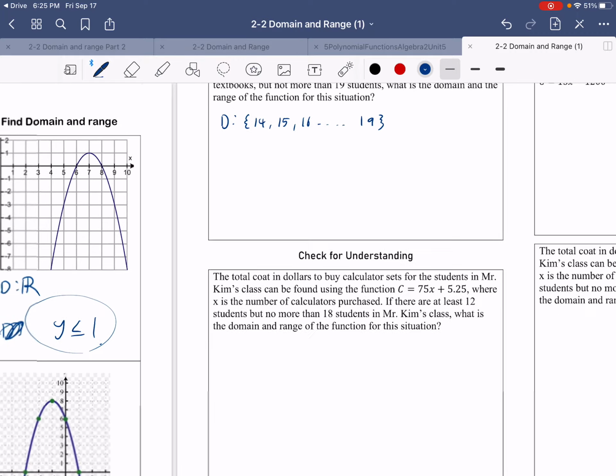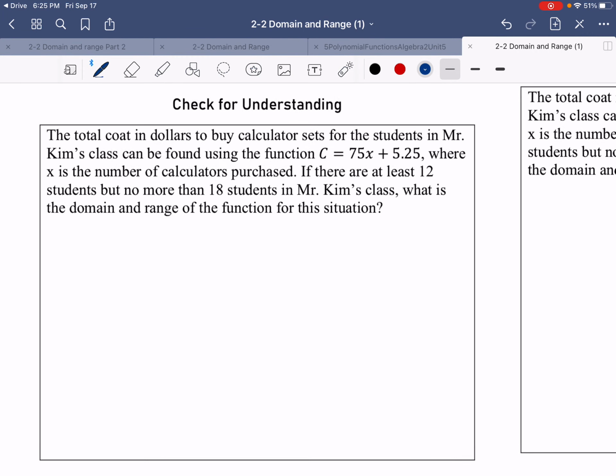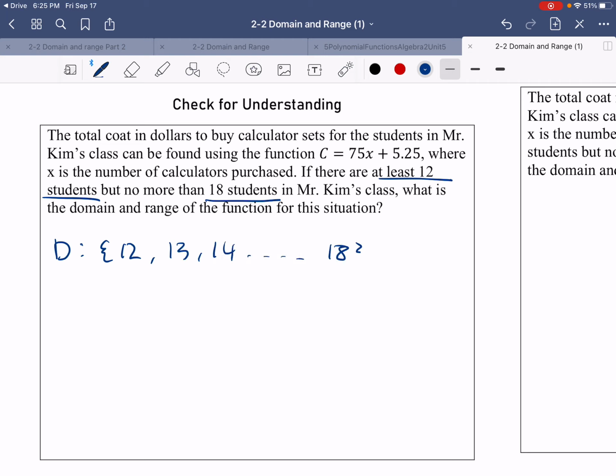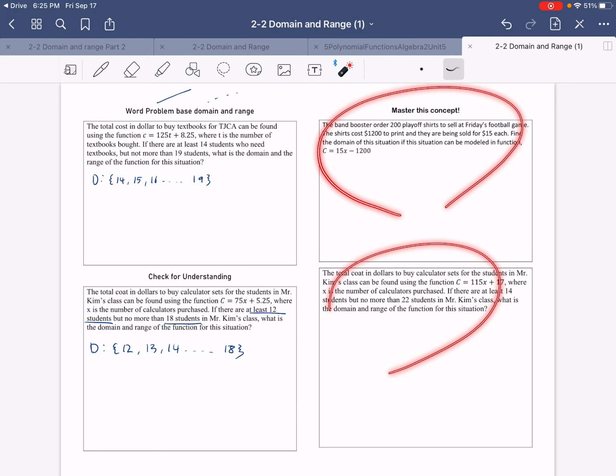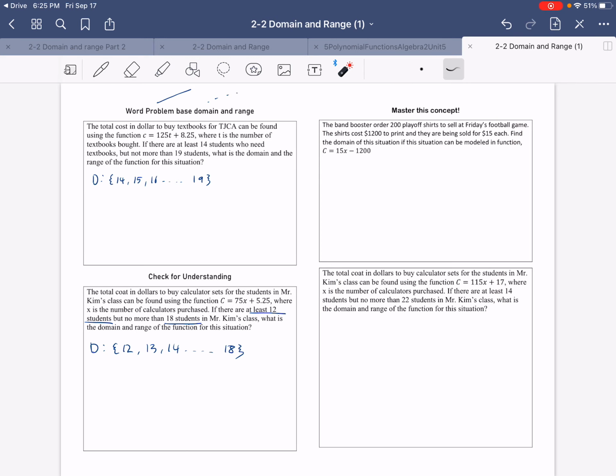All right. For example, in this question, we have 18 students and we have 12 students. So for the domain, we have 12 students at least, 13 or 14, up to 18 students. That's the domain. Okay, just read it. This one is discrete as well because this X represents students, right? And you cannot have 12.5 students. That's the reason. Read this question and see if you can have it like that. Now for the range.